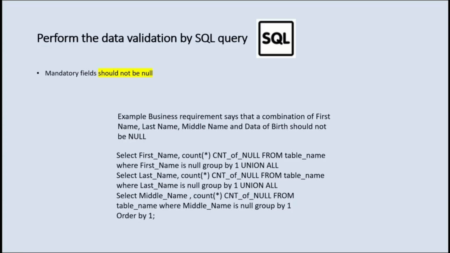To perform the data validation by SQL query for mandatory fields, testers should make sure that mandatory fields should not be null. For example, the business requirement says that a combination of first name, last name, middle name, and date of birth should not be null. In this case, the tester should use this query. Again, SQL queries in this course will be attached with the lecture so you can download them.